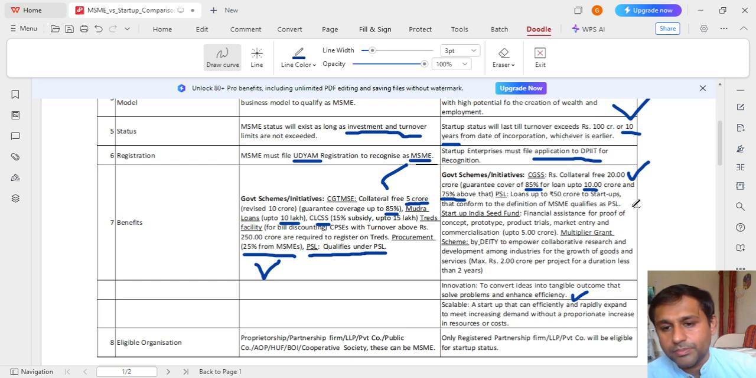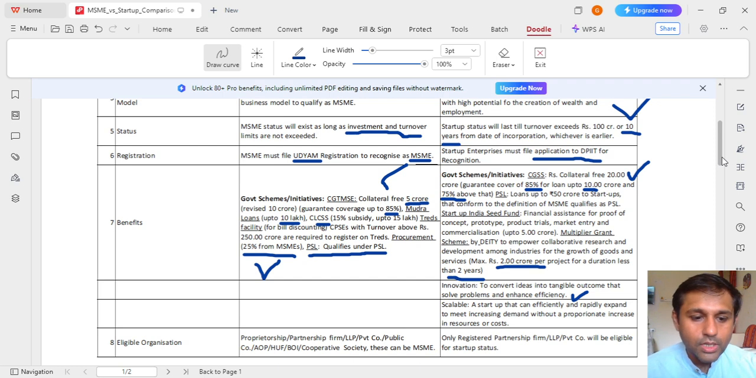Meaning it should be a startup which is also an MSME, then up to 50 crore will qualify as PSL. Then there is the Startup India Seed Fund by the Government of India, wherein financial assistance for proof of concept, a prototype, research and development, product marketing and commercialization, up to 5 crore, the Startup Seed Fund will provide you. Then there is a multiplier grant scheme for startups by the Department of Electronics and IT to empower collaborative research and development among industries for the growth of goods and services. A maximum of 2 crore per project will be provided, and the duration of that project should be 2 years.